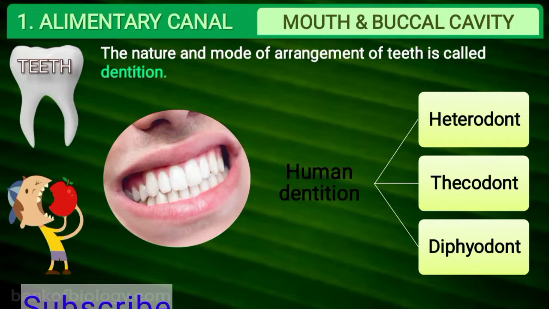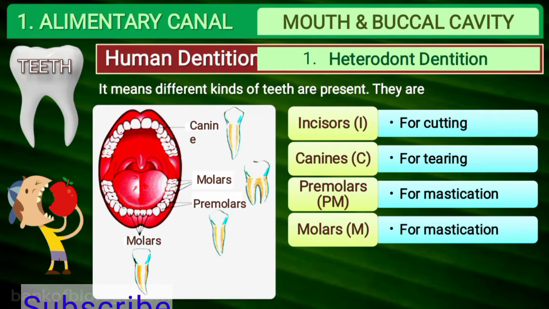The nature and mode of arrangement of teeth is called dentition. Human dentition may be heterodont, thecodont, or diphyodont. These are the three types of dentition in humans. Heterodont dentition means different kinds of teeth are present: canines, premolars, molars, and incisors. Incisors are used for cutting, canines for tearing, premolars for mastication, and molars also for mastication.